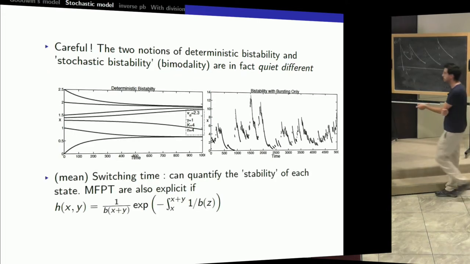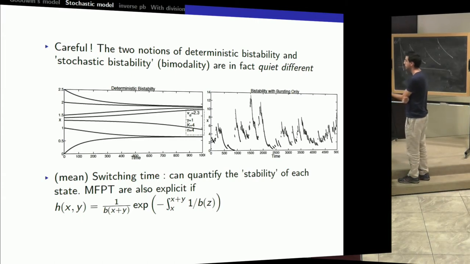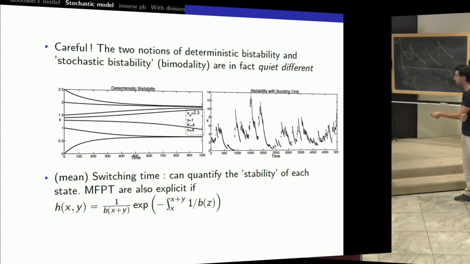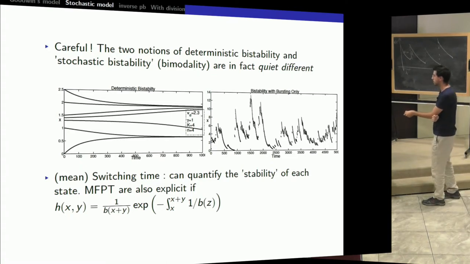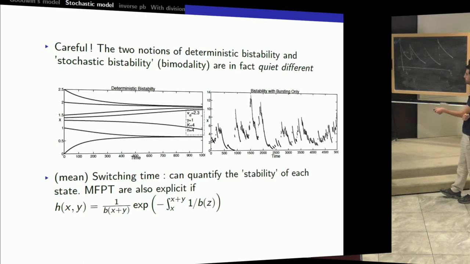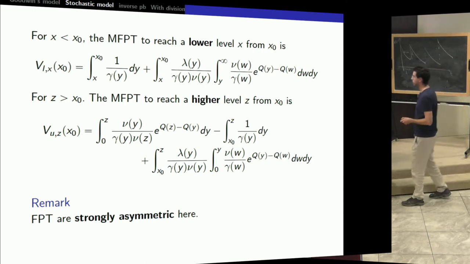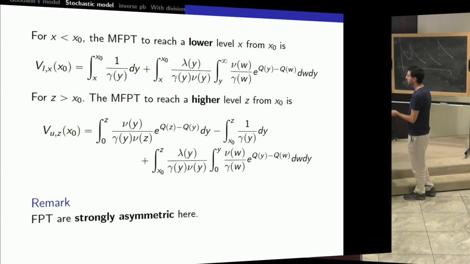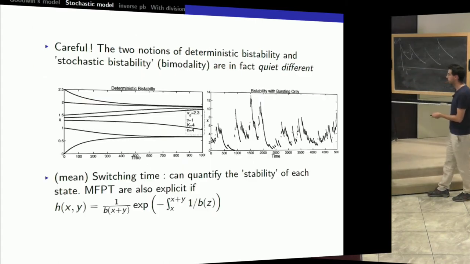And it's interesting that in this model, you can actually quantify this switching time, using first passage time theory. And actually here we can compute the mean first passage time using the same jump size, slightly generalizing the exponential distribution. We can calculate the mean first passage time to go from low to high and from high to low. And these are the formulas. The formulas don't really matter, but they are complicated integrals. You can calculate everything. And the only thing I wanted to emphasize is that this process is strongly asymmetric, and you can see it in the first passage time formula.